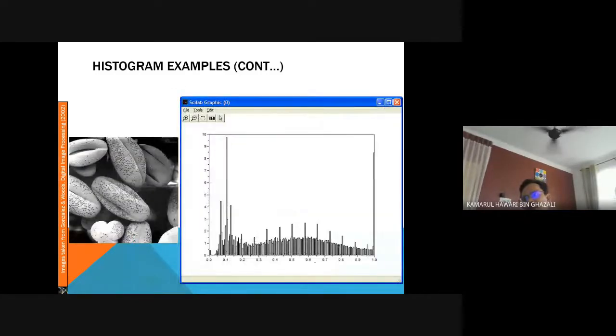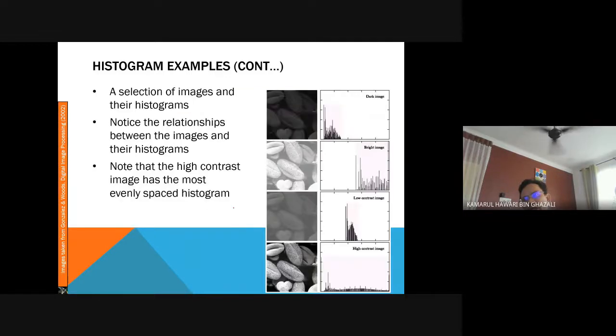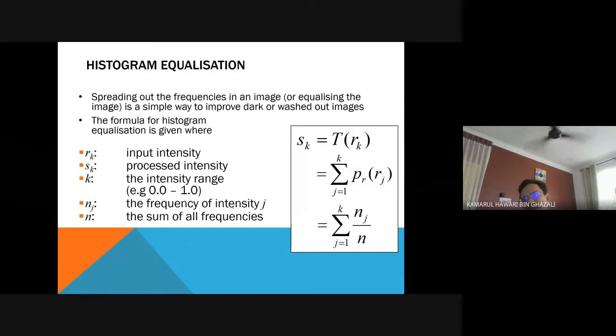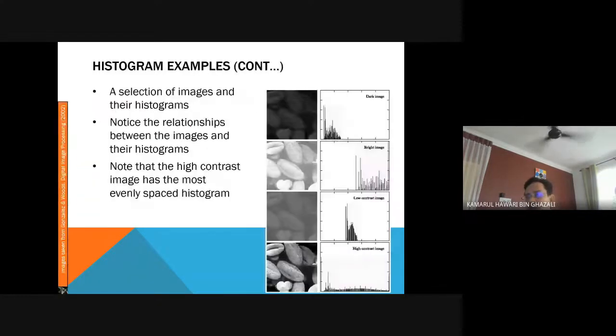So now you understand the image, right? Too dark, too bright, blurry, and so on. Then you look at it by the histogram. Okay, this is the summary. If you get this bad image, how to enhance it? If you get this bright image, how to enhance it? If you get this low contrast image, how to enhance it in order to get this image?